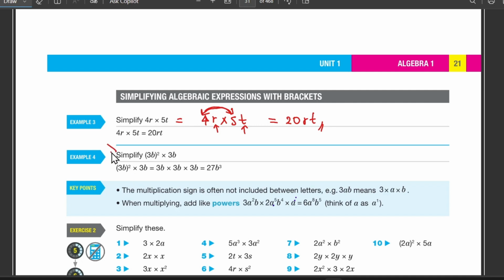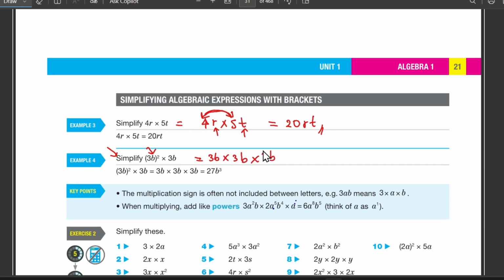And in the fourth example, they are asking us to simplify this. So first thing, we can expand this: 3b times 3b times 3b. So like terms we can take and multiply 3 times 3 times 3. So that's 27. And again, these three are like terms. So b cube. So this is the answer.